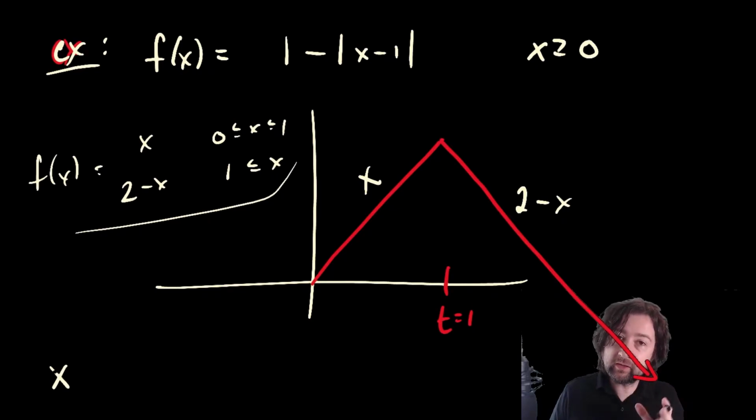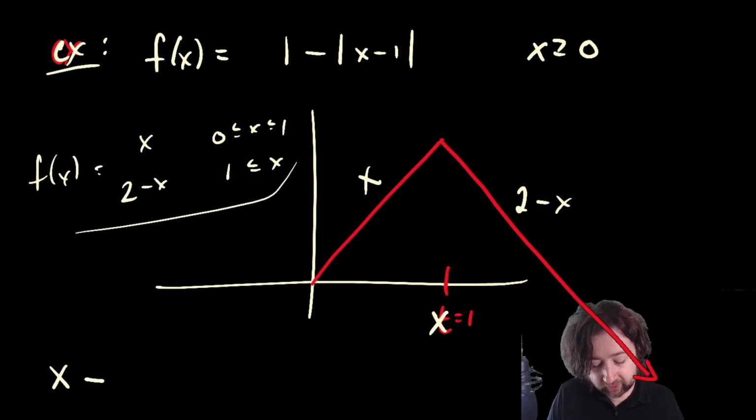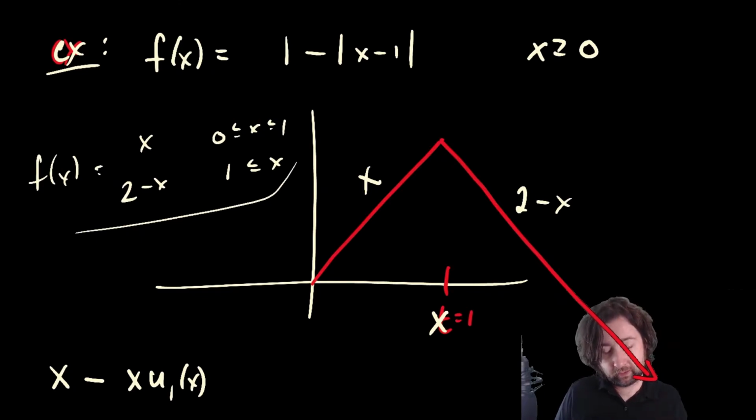And now I need to turn that function off as soon as I get to x is equal to 1. To do so, I'm going to multiply x by a unit step function that starts at 1. So what I can do is I could subtract x times u1 of x. Because what will that do? That function will be x between 0 and 1, because the unit step function is not active there. It's not on. But as soon as I get to x equals 1, this turns on and then makes that thing into x minus x, which basically cancels the x out.